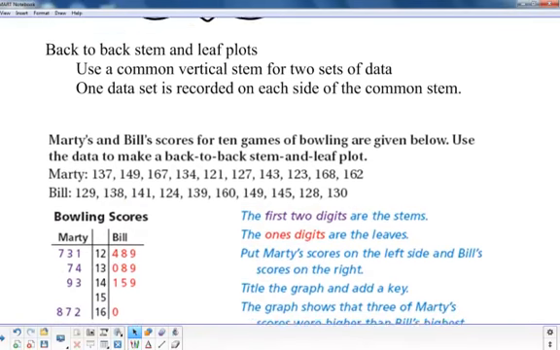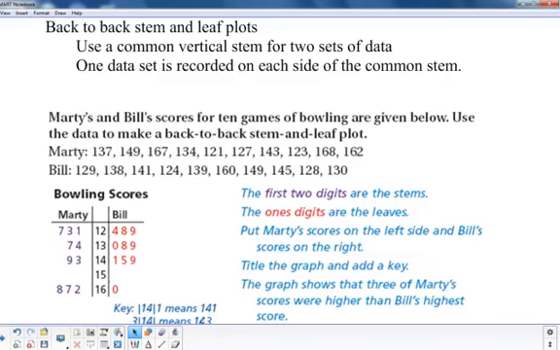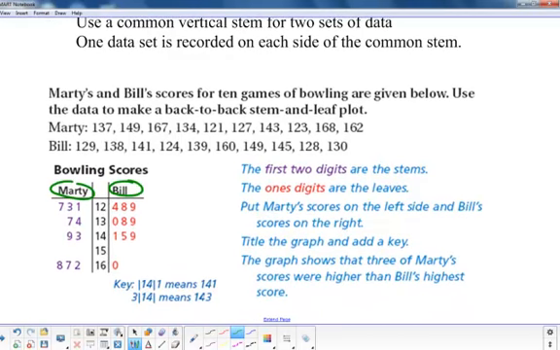We also have something called a back-to-back stem and leaf. This is if you have like 2 things you're comparing. So we have Marty on this side, Bill on this side, and as you can see, our key still has the normal stem and leaf as well as the reverse stem and leaf. So 14.3 is this right here, and it still means 143 from Marty.